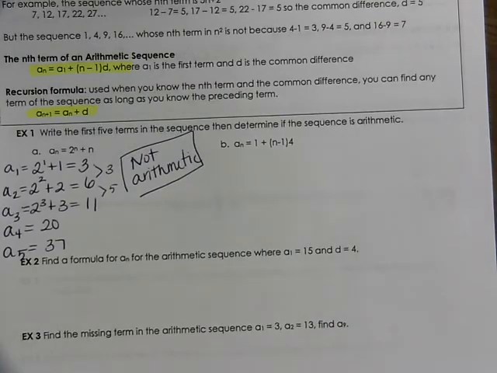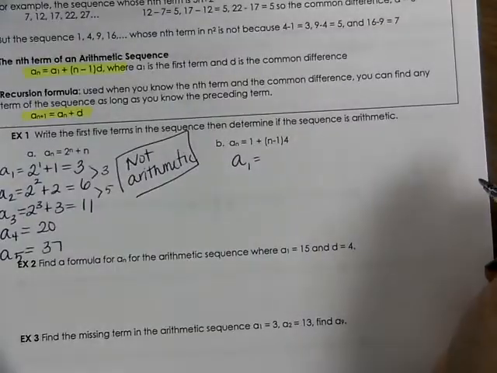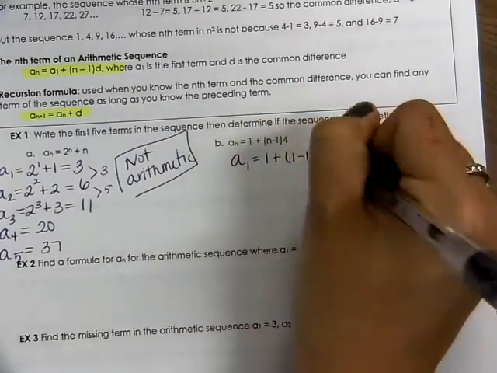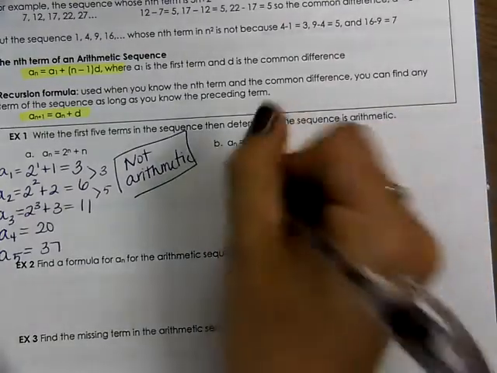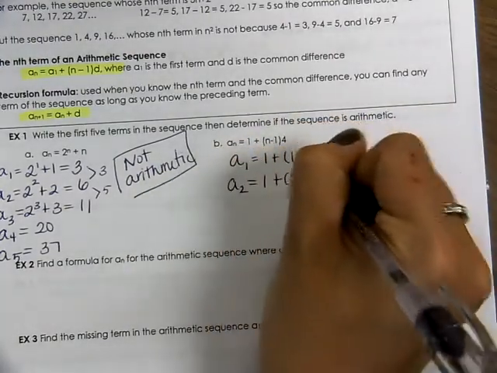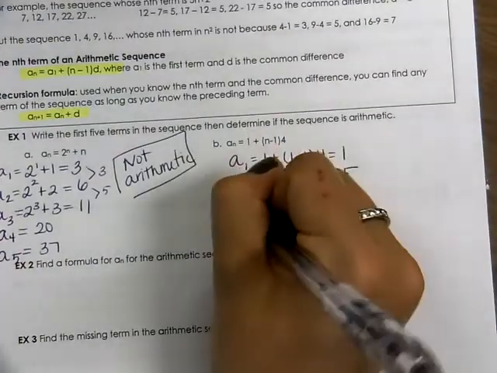Now look at B. We're going to do the same thing and find the first 5 terms. So 1 plus 1 minus 1 times 4. We're going to get 1. Our second term is going to be 1 plus 2 minus 1 times 4, so 5. And you can find the others.